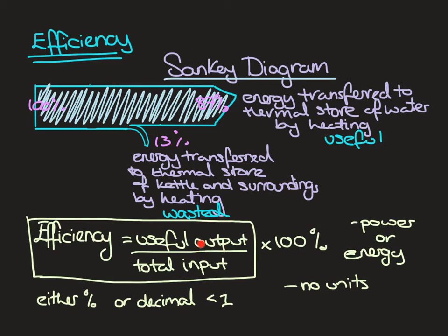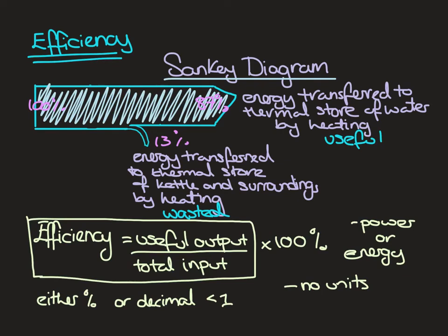This equation could use the useful output power divided by the total input power, or it could all be in terms of energy, so the useful output energy divided by the total input energy. Either way, you have to make sure that you've either got a ratio of powers or a ratio of energy, because the efficiency has no units, okay? Really, really important.